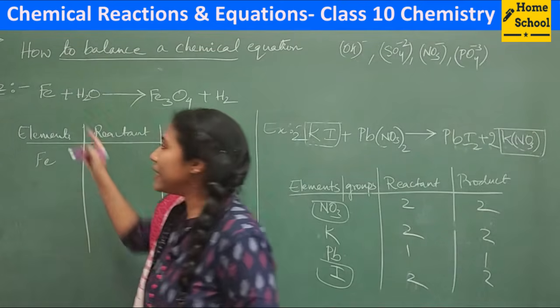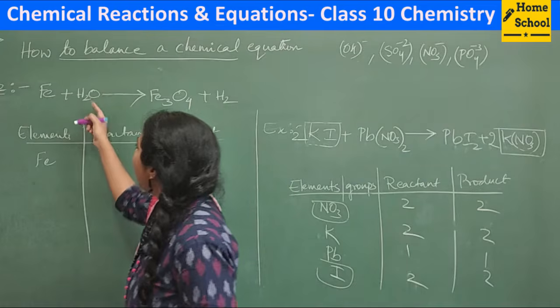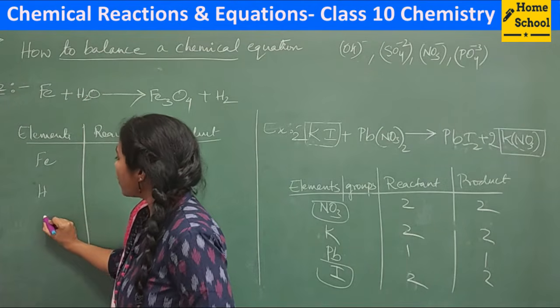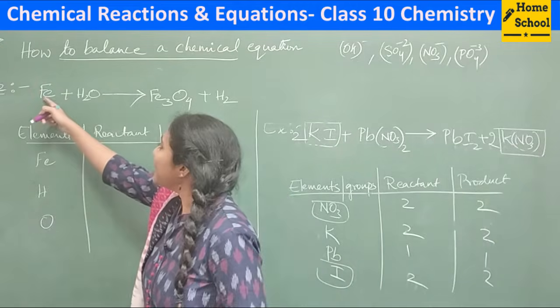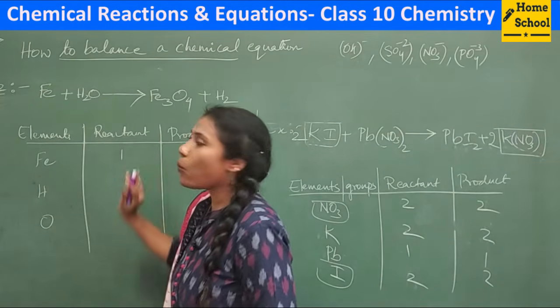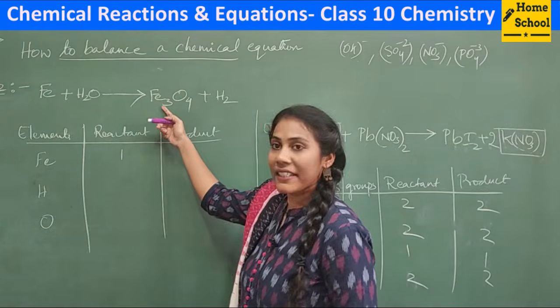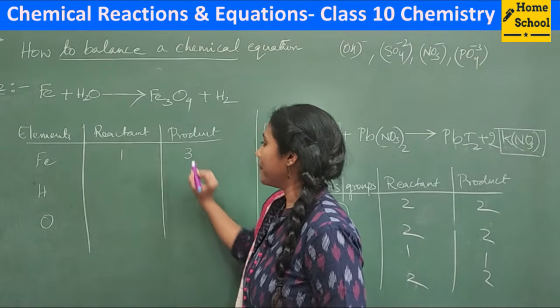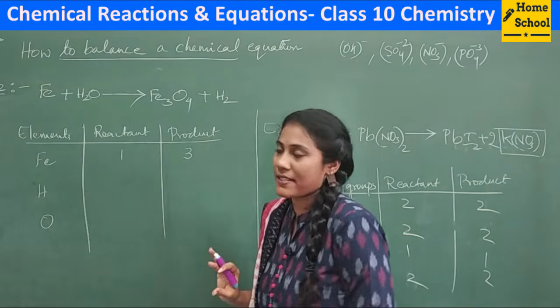So iron is a metal. Okay, iron is present. Next elements, what are there? Hydrogen is there, oxygen is there. So 3 elements are there. So how many iron atoms in the reactant side? 1 is there initially. And how many iron atoms are there in the product side? 3 are there. First you put how many atoms there are in the reactant side and product side.